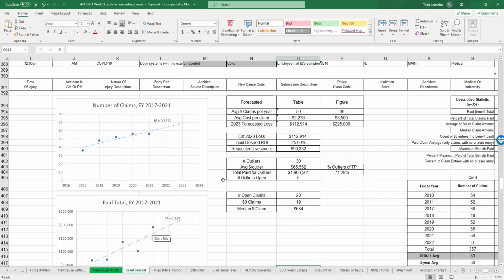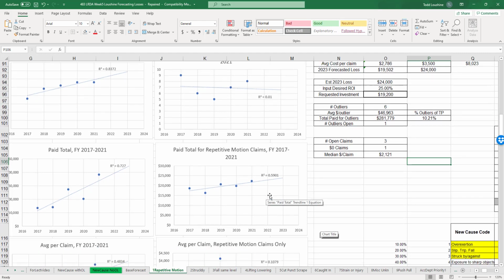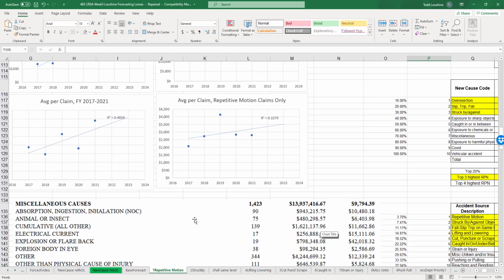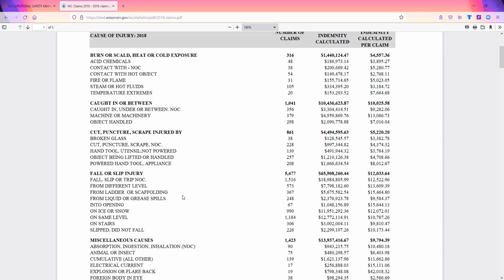Okay. All right. So what I wanted you to do then is copy and paste this to a new tab, and then do similar analysis side by side with this. So I did repetitive motion, and as you can see, even though it dips down and comes back up, it's kind of a steady line. As far as the cost, it's a steady increase. The R square value is pretty good for that. And then the average is down here. So I went and copied and pasted from the Wisconsin DWD website. Here they are, 2018 numbers. I showed you how to get there before.